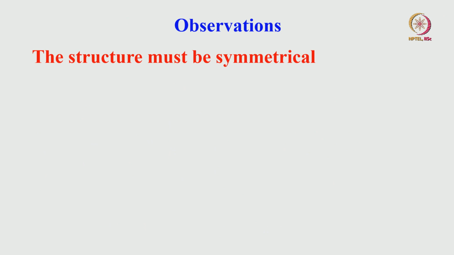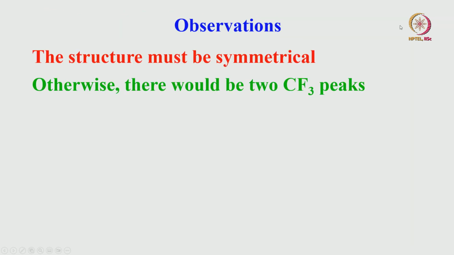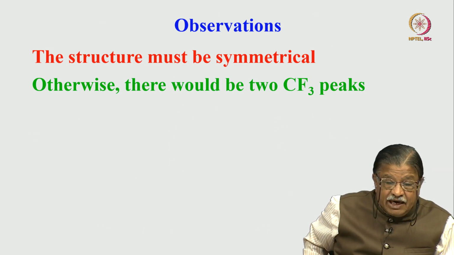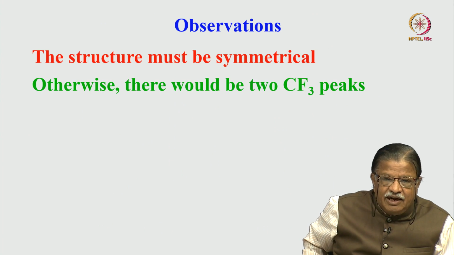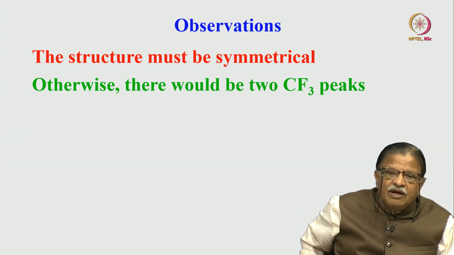What are the observations? We can draw the conclusion here. One, the structure must be symmetrical. Why do I say that? If the structure is not symmetrical here, look at it, then the CF3 group, if it is somewhere here without any symmetry, then the number of carbons would have been more. Otherwise, we would have got CF3 2 peaks. Because of symmetry, chemical equivalence is there and only one CF3 group is observed with quartet.